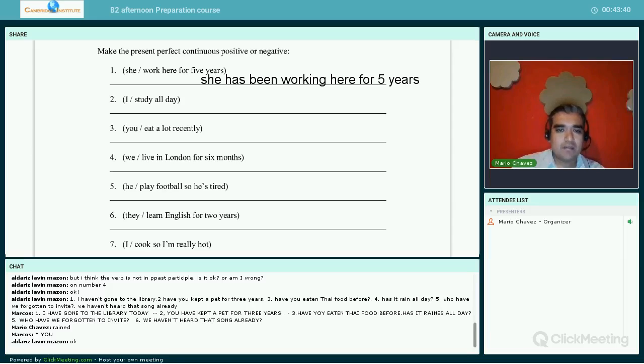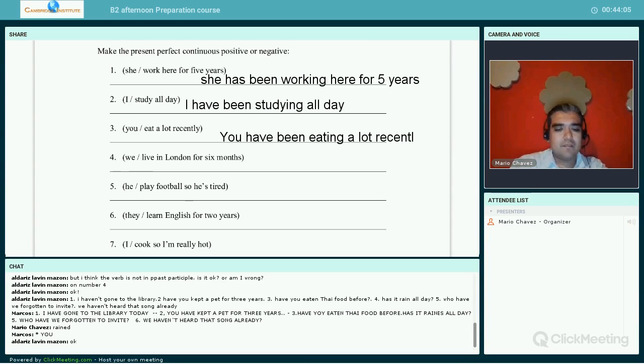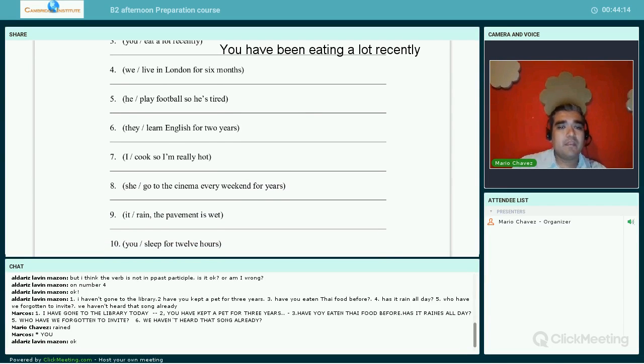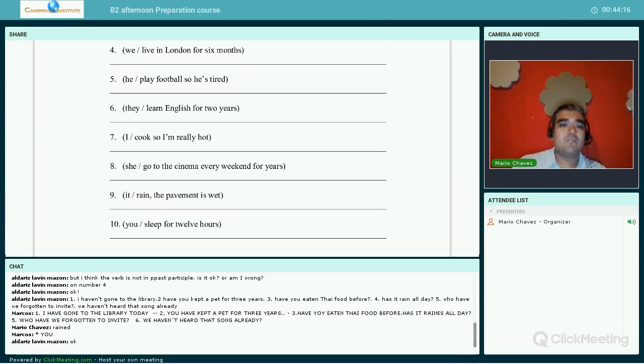Next one. I study all day. How can I make it present perfect continuous? I have been studying all day. Eating a lot recently. That's the way I make it a present perfect continuous statement. Okay? Right, guys. Please help me answer number 4 to number 10. Okay, go ahead. Number 4 to number 10, please.